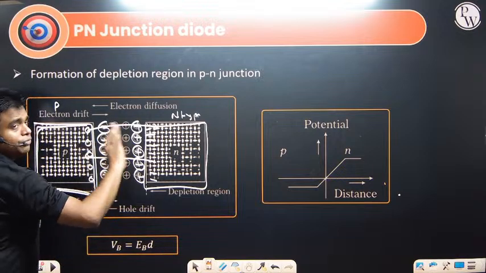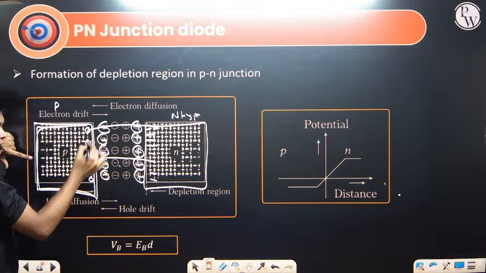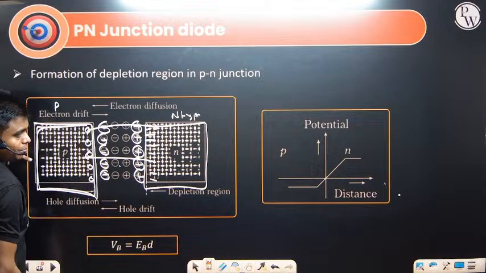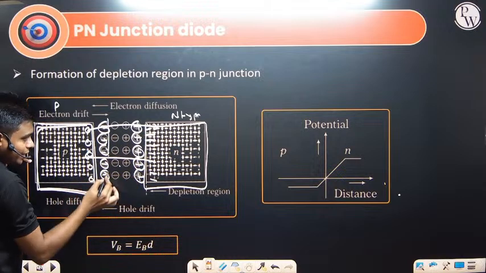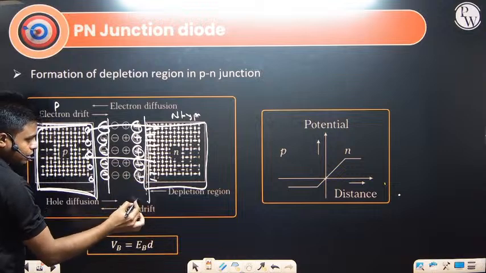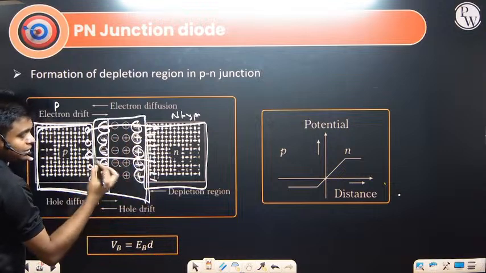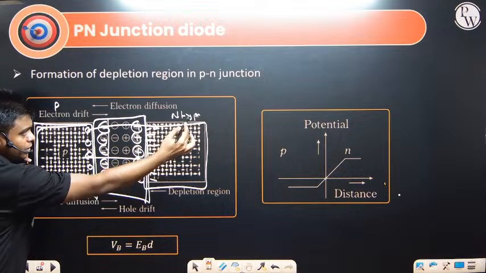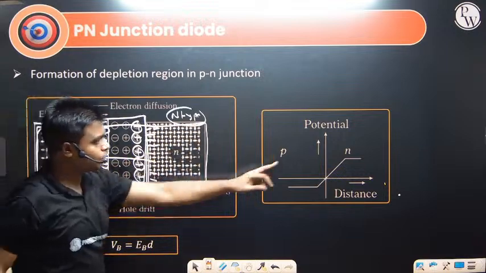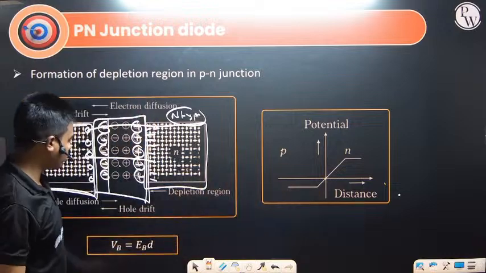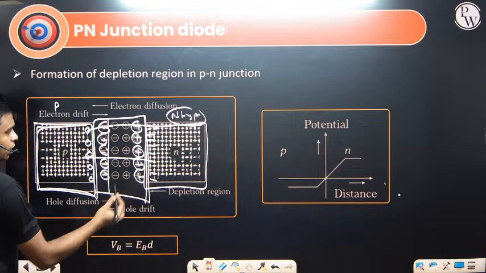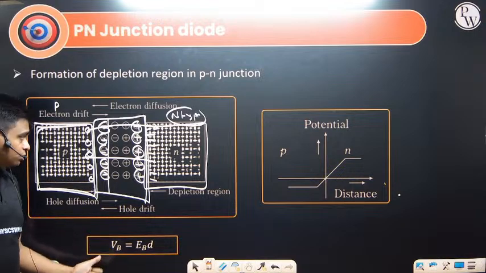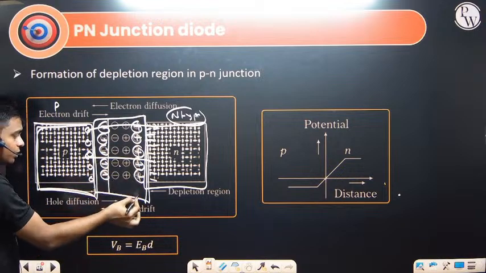Holes diffuse from the p-type to n-type because the concentration of holes is more here, and electrons diffuse from n-type to p-type because the concentration of electrons is more there. Over time this side gets negative charge and this side gets positive charge. This is what we call the depletion region. The positive side is on the n-type, so n-type will have higher potential and p-type will have lower potential, and that potential difference between n-type and p-type is what we define as the potential barrier.